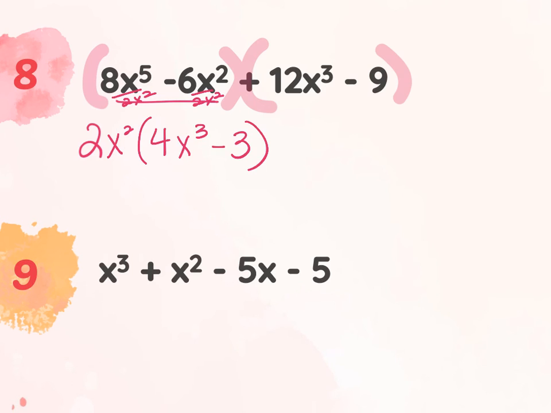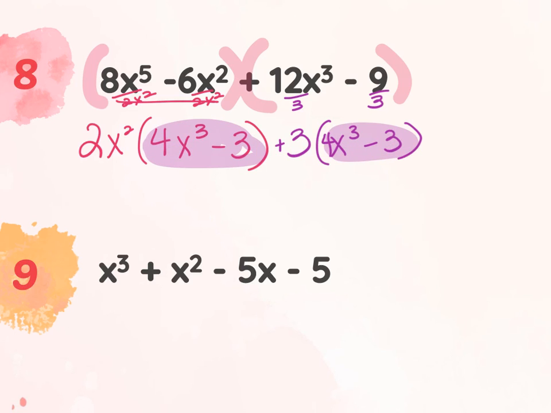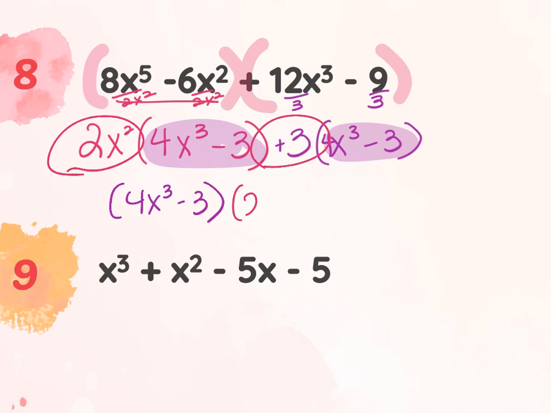Then I go to the next set of parentheses. What can I take out of both 12 and 9? 3. And then I divide each of these by 3 because the second one doesn't have a variable, so that's it. Oops, 4x to the 3rd minus 3. Now what's inside the parentheses is the same. So I take that out and group together what's left.